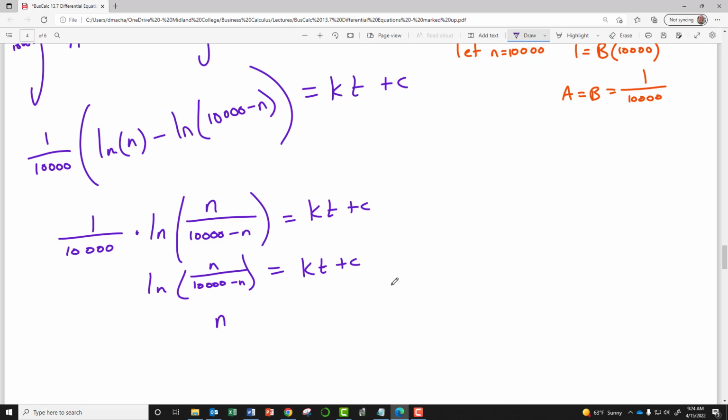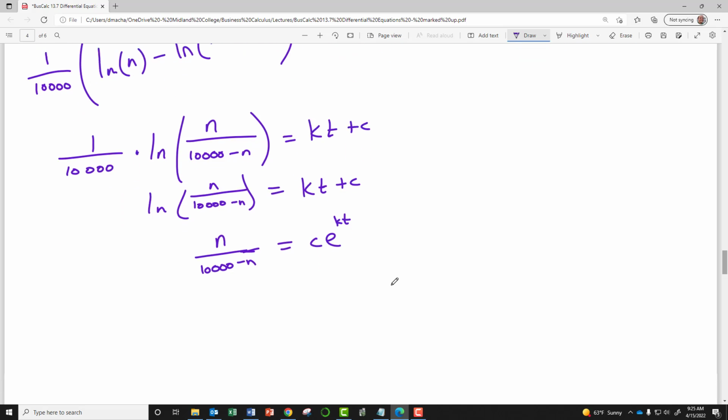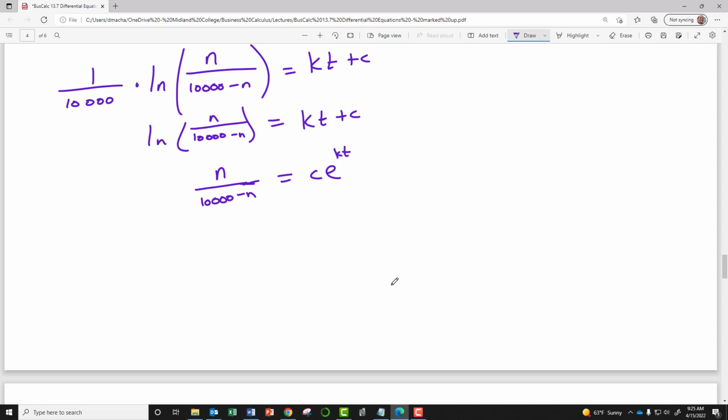So then to get rid of the natural log, I take e to the power of both sides of my equation. And so the right-hand side is going to become c times e to the power kt. And now I want to solve for n still. I still don't have a formula explicitly for n. So we multiply both sides by 10,000 minus n times c e to the kt. And then I'll distribute the c e to the kt: 10,000 c e to the kt minus n c e to the kt.